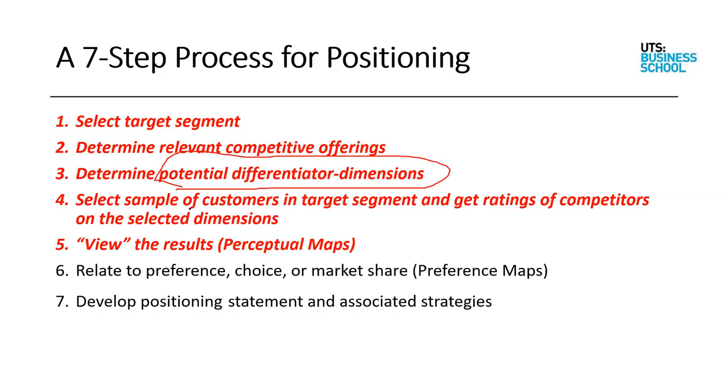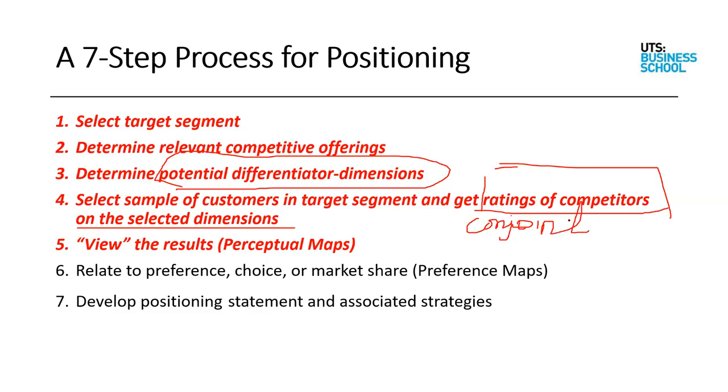You're going to select a sample of consumers in the target segment and get ratings of the competitors on the selected dimensions. So something that you are doing in your conjoint projects, right? So the perception, the preference ratings that you are collecting can be used to create positioning statements. So once you have obtained these ratings, you can create what we call perceptual maps. You can create the maps.